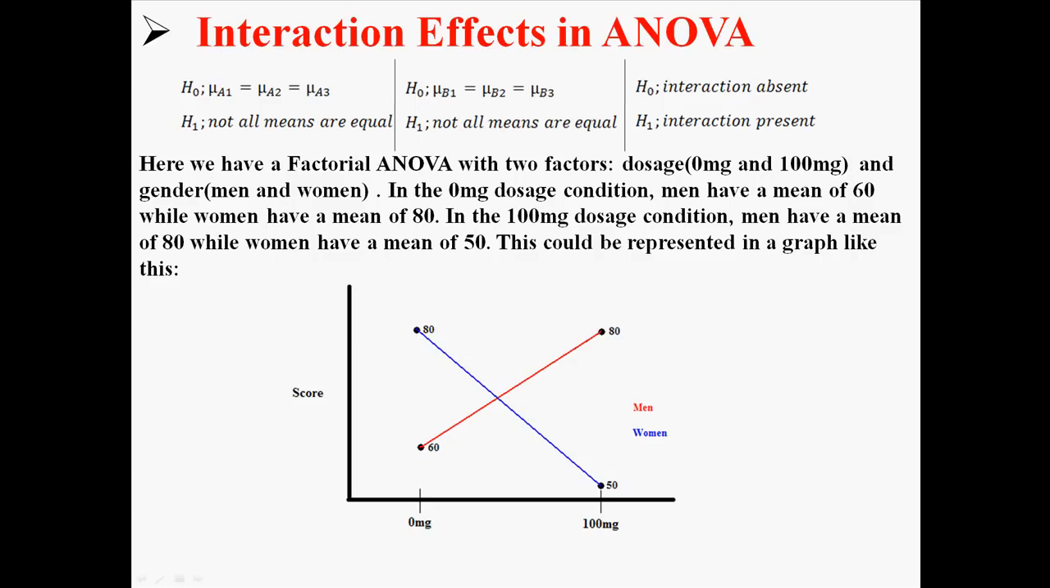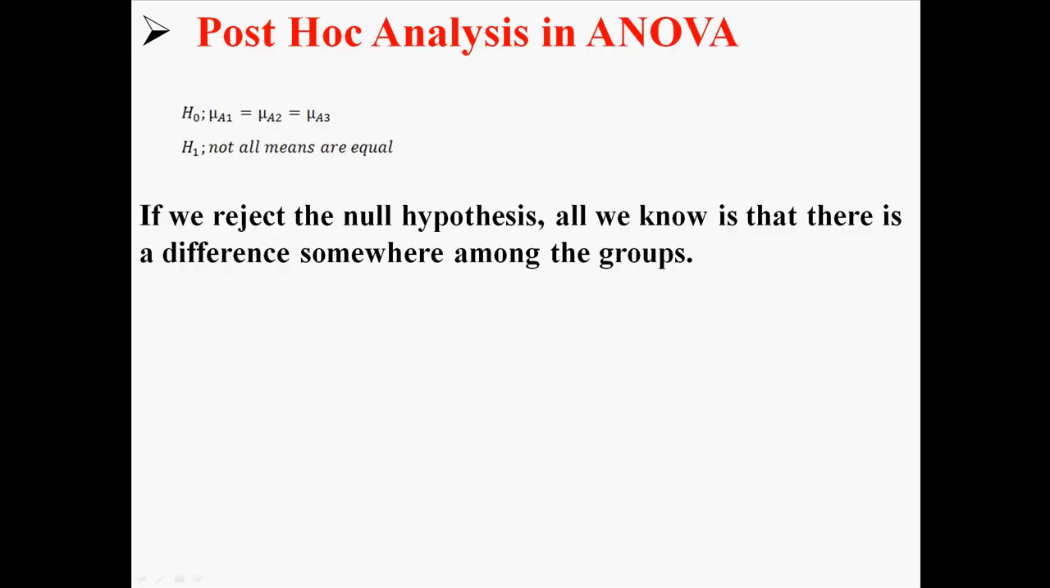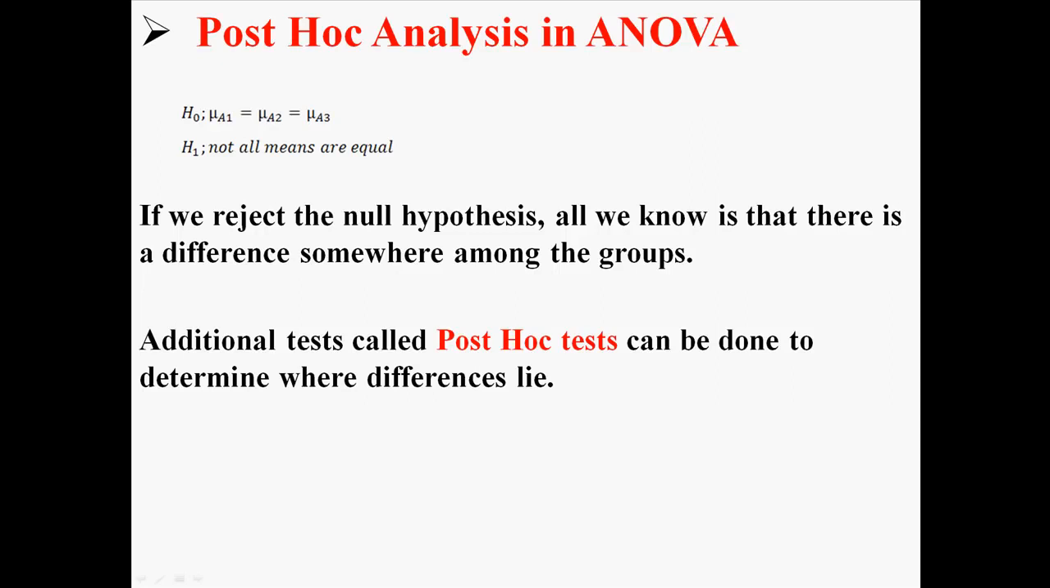Now after you do an ANOVA, you might do something called a post hoc analysis. Because remember, if we reject the null hypothesis, all we know is that there is a difference somewhere between our groups. We don't know where that difference is. So additional tests called post hoc tests can be done to help determine where the differences lie. Maybe groups 1 and 2 are different, maybe 2 and 3 are different, maybe they're all different. The post hoc test will tell us that, and there are several different ones we can perform.